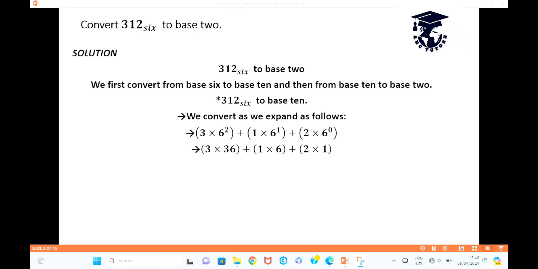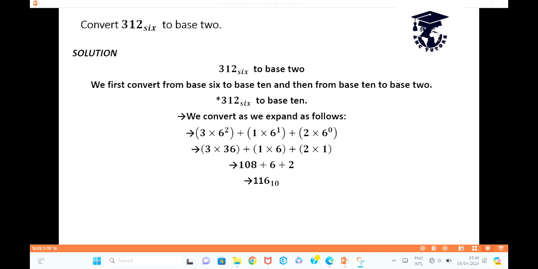And you can remember that we said that anything raised to the power 0 is equal to 1. So that will be 2 times 1. So simplifying the brackets, we have 3 times 36, which is equal to 108, plus 1 times 6, which is equal to 6, plus 2 times 1, which is equal to 2. Adding together, we have 108 plus 6, which is equal to 114, plus 2, which is equal to 116 base 10. So we have successfully converted from base 6 to base 10.